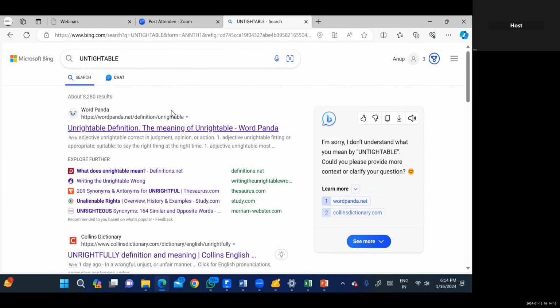Next one. Lend and borrow. What is the difference between lend and borrow? Lend some money. Borrow some money. Sarvika, what is the difference between lend and borrow? Lend some money, borrow some money. Aditya, what is the difference between lend and borrow?